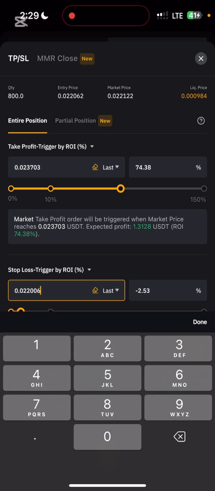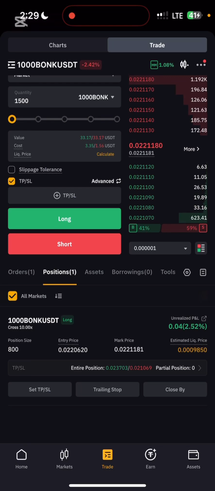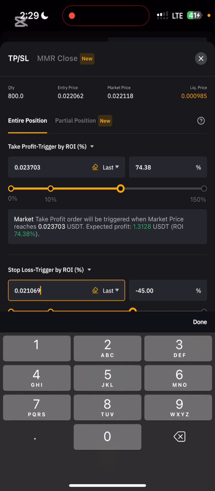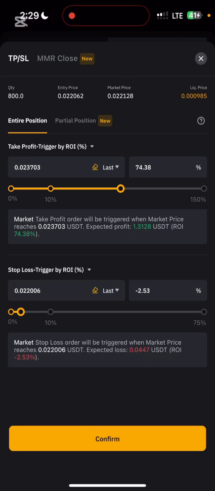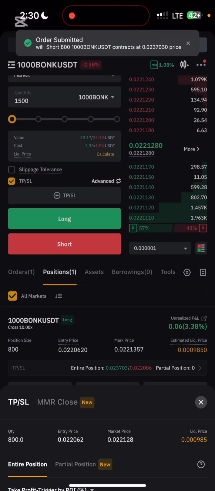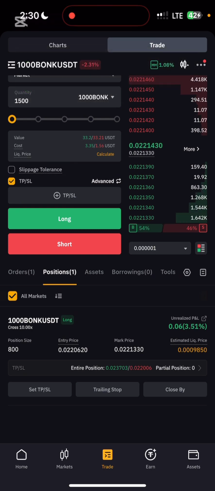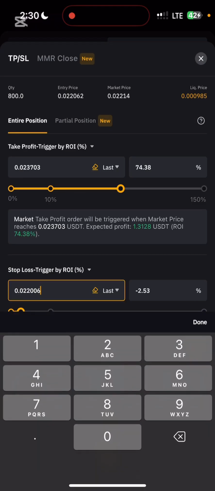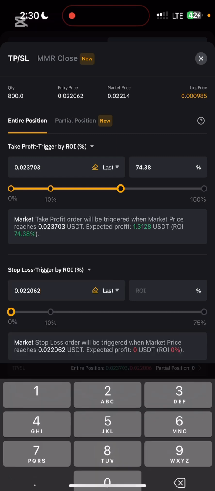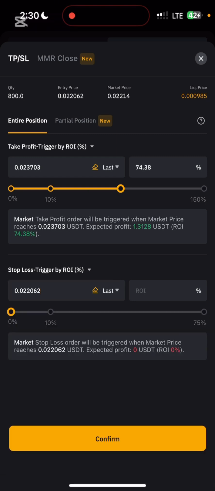0.022062. Let me check again. So as you can see, I've moved my stop loss to break even. Moving stop loss to break even, the entry price is 0.022062. So as you can see, I've moved my stop loss to break even.